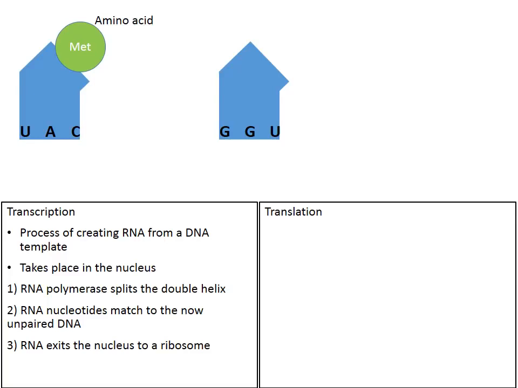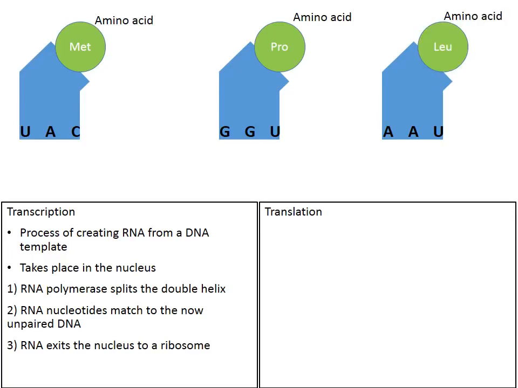Here's another transfer RNA, and it too is carrying an amino acid. This one's labeled PRO, P-R-O. PRO is an abbreviation for the amino acid called proline. And finally, here's a third tRNA, and it's carrying an amino acid abbreviated LEU. LEU stands for leucine. So when you see these, know that the blue objects are the transfer RNAs, and the green circles are the amino acids.